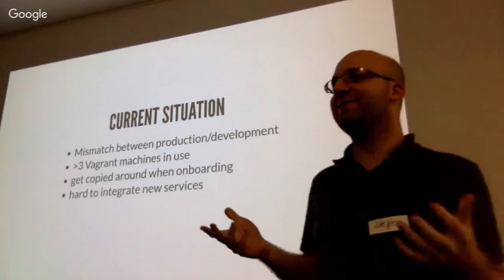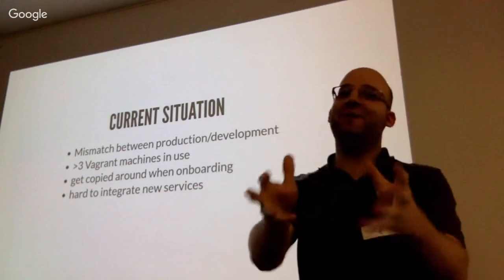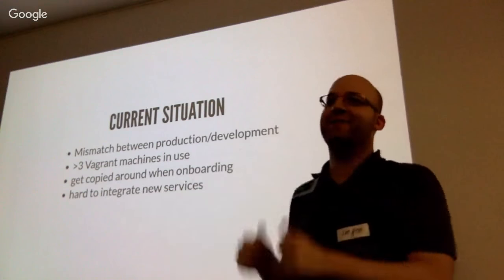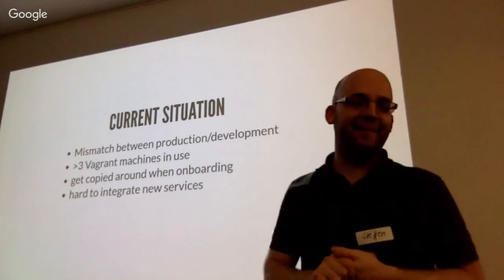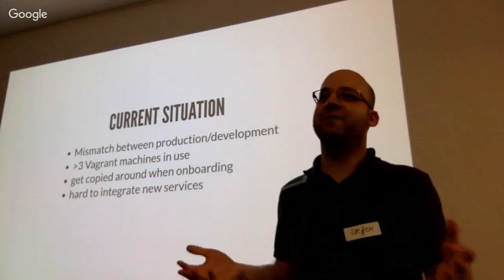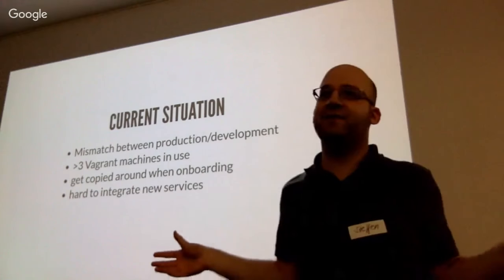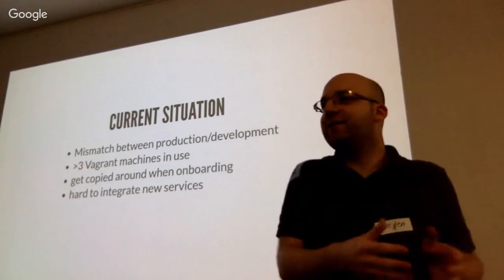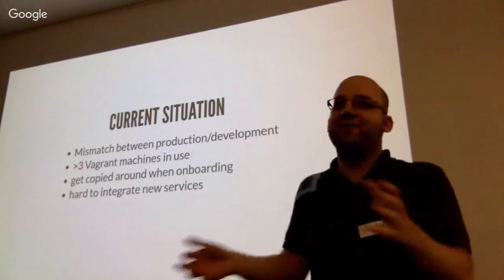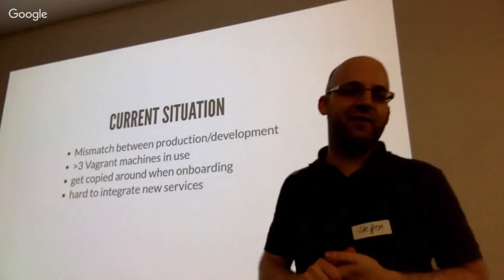The easiest part is if you do onboarding, you just take the Vagrant machine of one developer, copy it to the other person's laptop, and okay, it works. Which is also not really good. And it's really hard to integrate new services because basically everyone has a different Vagrant machine. So if you launch a new service that someone's depending on, now I need to install it on everyone's machine, and everyone's going to have different problems, and it's just horrible.